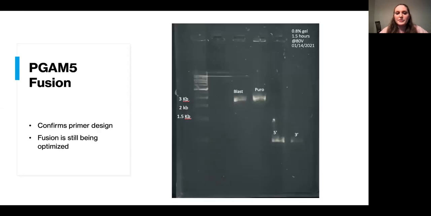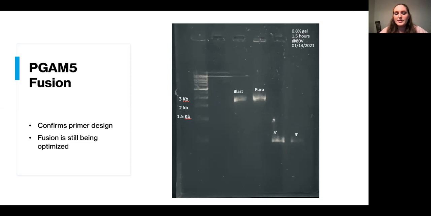The PGAM5 fusion process is still being optimized. However, we have generated all the necessary fragments. In the first lane labeled BLAST, you see the blastocidin resistance gene. And then in the second one labeled PURO, you see the puromycin resistance gene. And on the one labeled 5', that is the 5' homology arm that is 500 base pairs. And then next to it is the 3' homology arm that is also 500 base pairs.